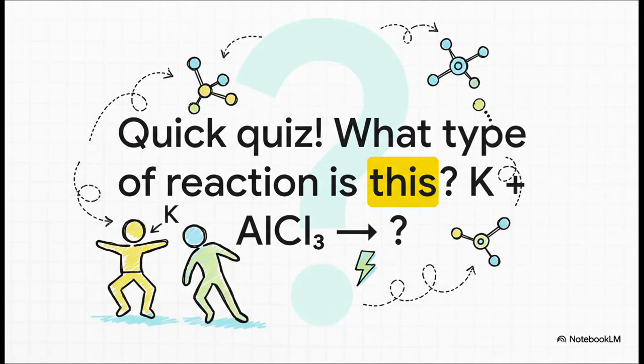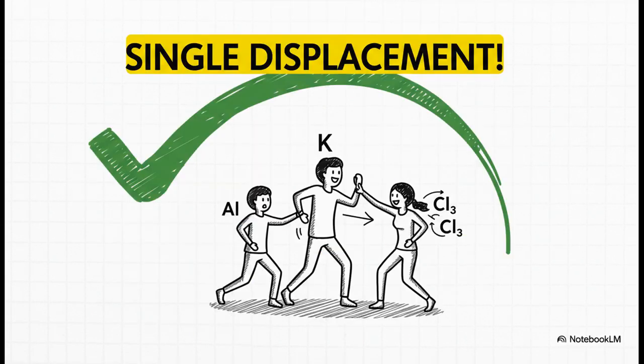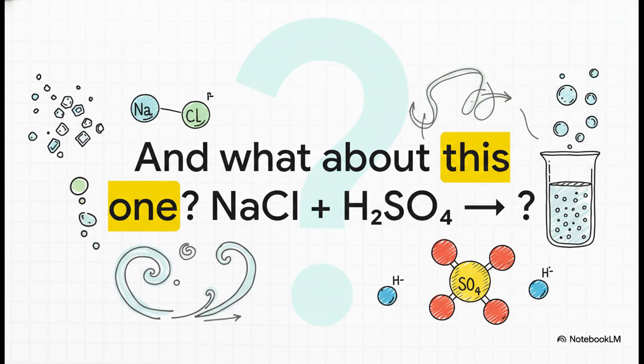Okay, pop quiz time. Let's test your new skills. Take a look at this equation. We've got potassium, K, reacting with aluminum chloride, AlCl3. What kind of dance move is this one? Take a look at the dancers. What do you think? Yes, you got it. It's a single displacement. We have that lone element, potassium, walking up to a compound. And just so you know, since potassium is way higher on the activity series than aluminum, it is definitely going to cut in. Awesome. Let's do one more.